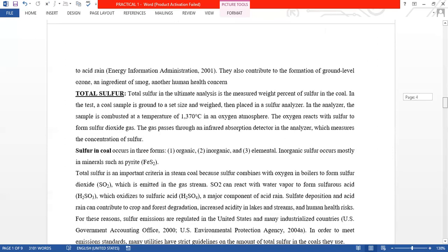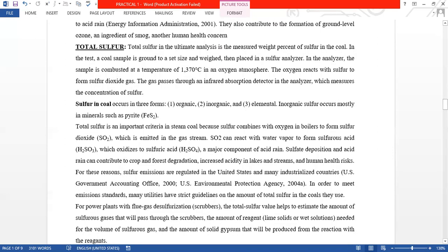Heading toward the total sulfur in the ultimate analysis, it is the measured weight percentage of the sulfur in the coal. Sulfur in coal occurs in three forms: organic, inorganic, and elemental. Inorganic sulfur occurs mostly in minerals such as pyrite. Total sulfur is an important criterion in steam coal because sulfur combines with oxygen in the boiler to form sulfur dioxide.